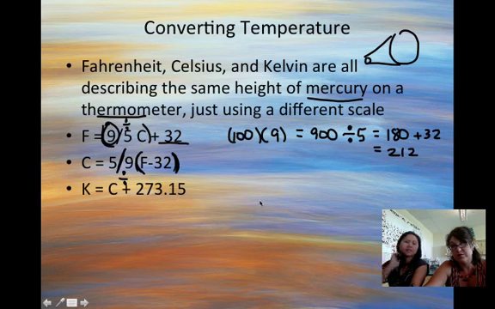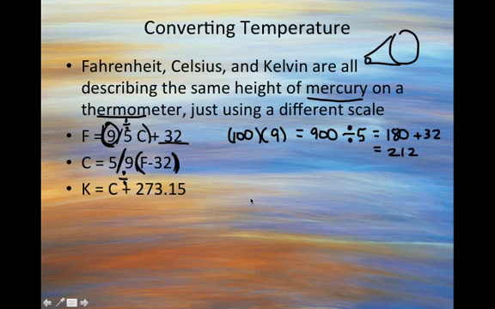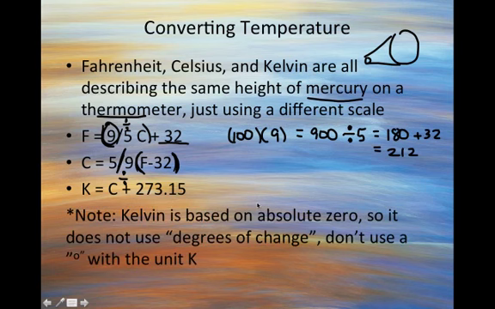Now, if we're changing something to kelvins, it has to be in Celsius degrees first. So then we just add 273.15. Simple. And Kelvin is an absolute zero scale, so we don't have degrees of change. It's an absolute number. So we don't use the little circle, and we don't put degrees Kelvin, just Kelvin. With Fahrenheit, we use that little circle, and with Celsius, we use it, but not with Kelvin.